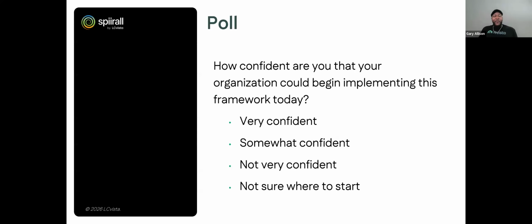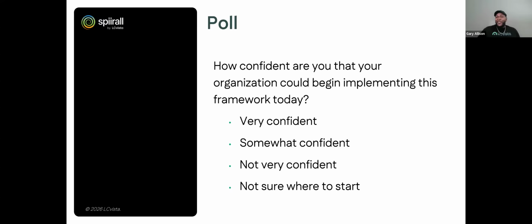So I have one last poll for you all today. How confident are you that your organization could begin implementing this framework today? And again, I remind you, it's a simple framework. It has 4 steps. But the magic is using your professional judgment. What's most important? What mechanism provides the evidence that's best suited for the challenge or for the information that we need to know?